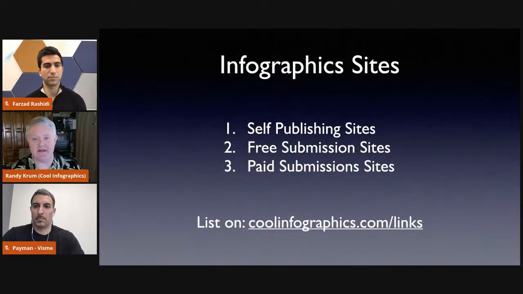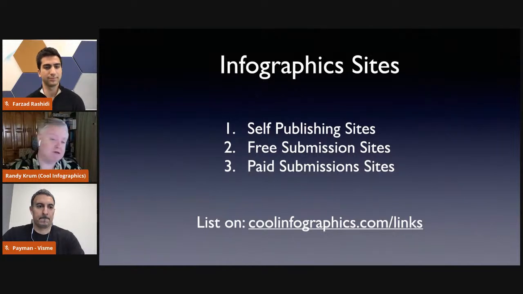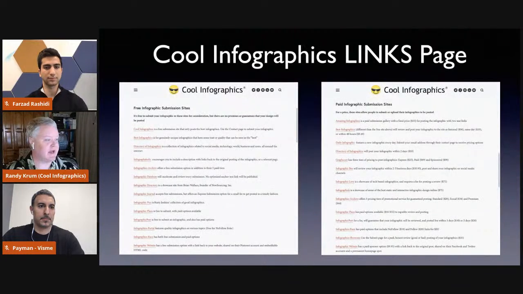And then infographic sites, there are really three different types. Self-publishing sites, you can upload the infographic on your own, create your own links. Free submission sites like Cool Infographics, anybody can submit, but not all of them get posted. So like I said, I get somewhere between 100 and 200 a week, and I choose which ones get posted. And then there are paid submission sites where you can pay somewhere between $5 and $100 to get an infographic posted. And so on Cool Infographics, I have these lists of sites you can go take a look at, whether they're free sites or paid sites or self-publishing sites to go post.